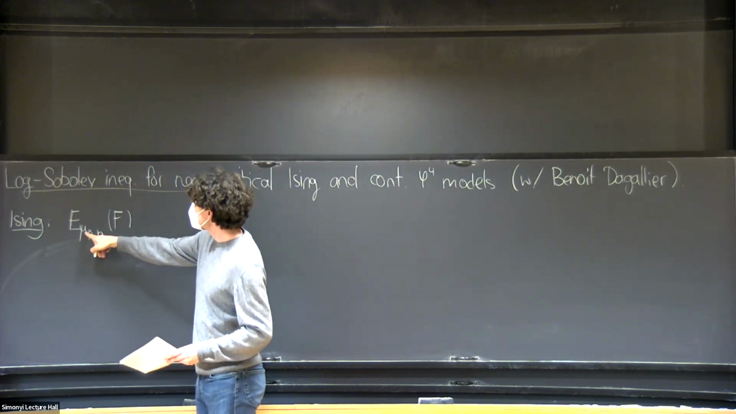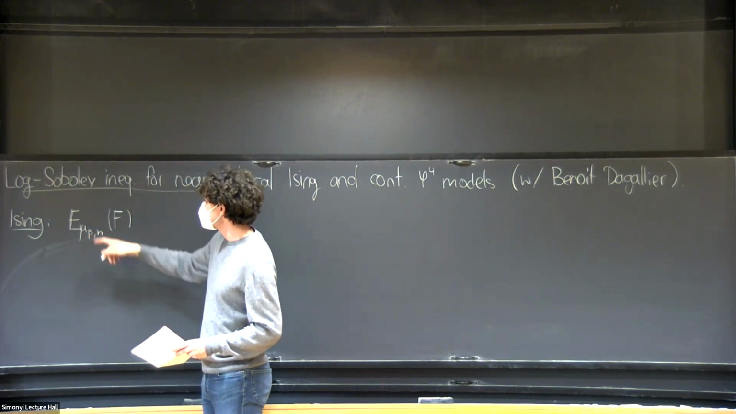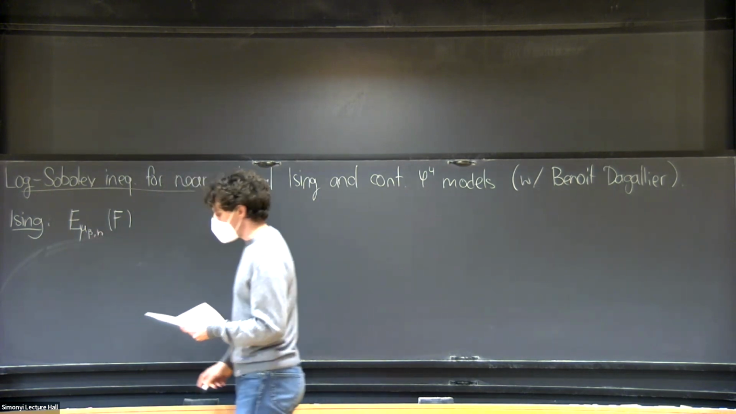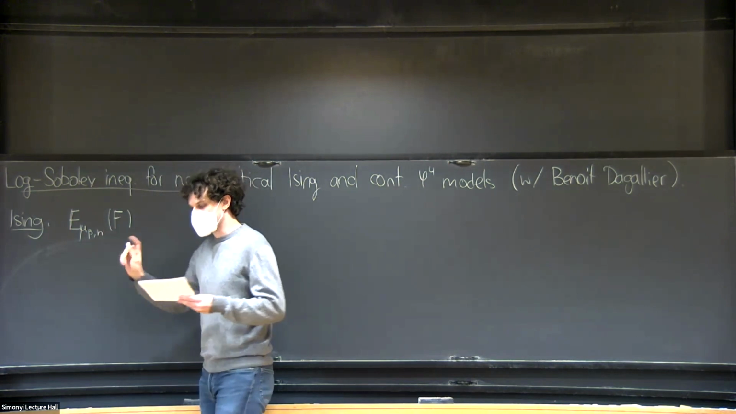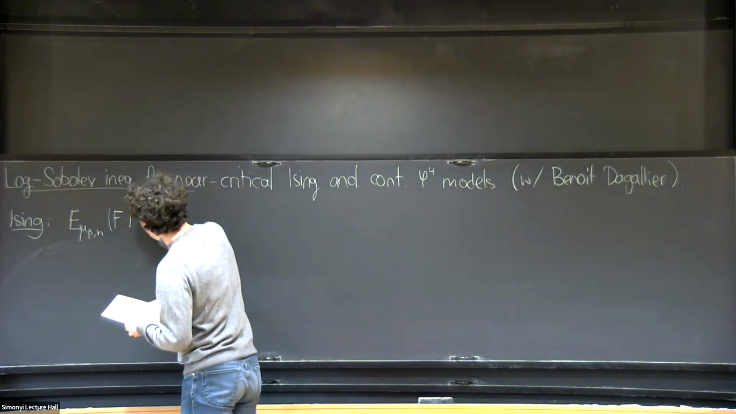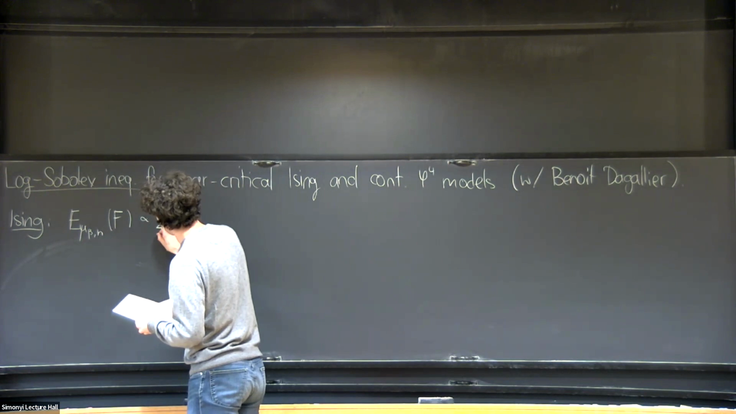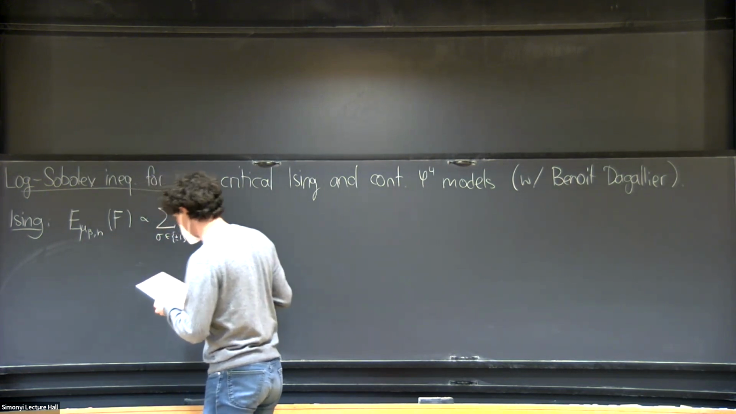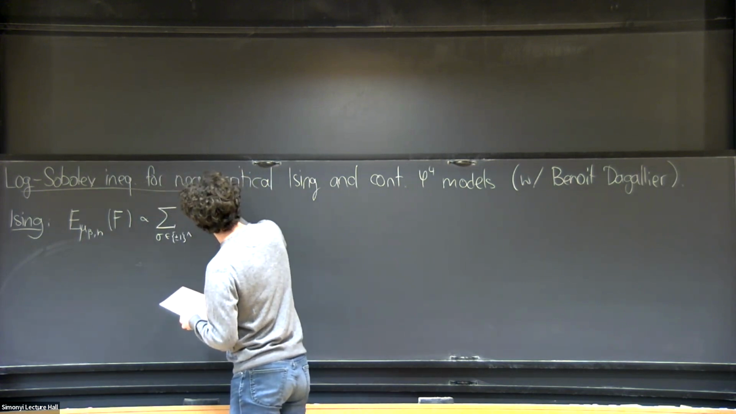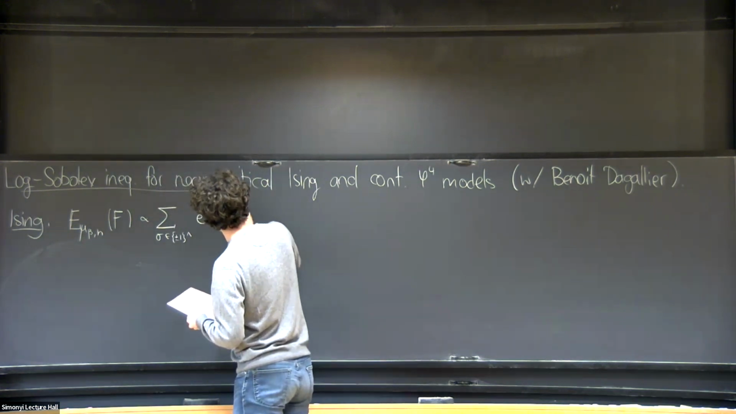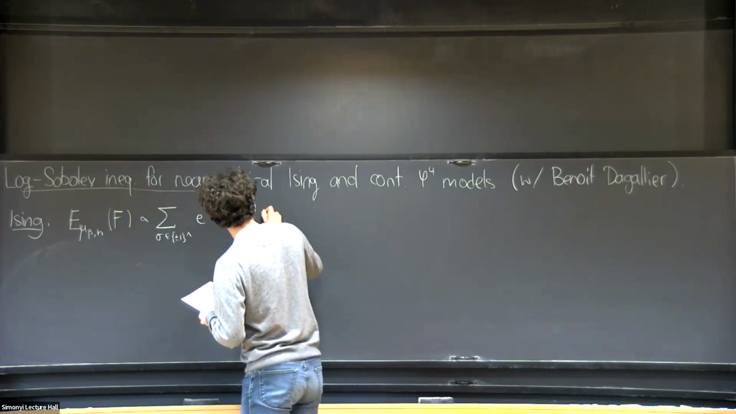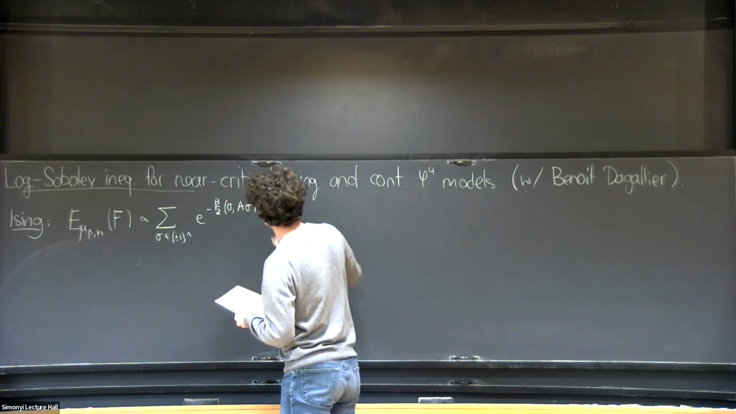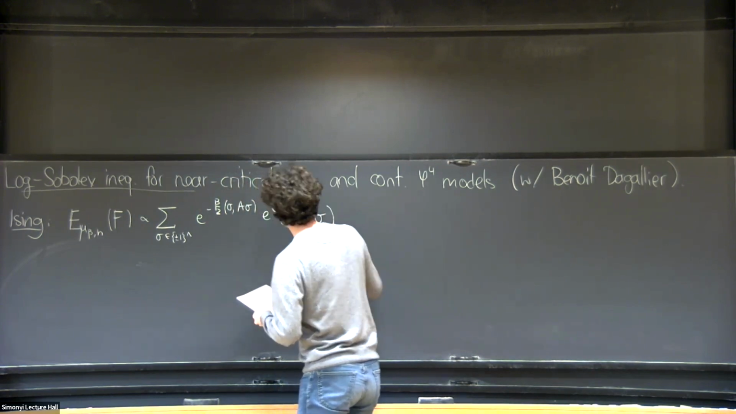So I'm using this notation, expectation mu beta h, for the Ising model with inverse temperature beta and external field h. The external field can be anything. So this expectation is the sum over all spin configurations sigma in plus minus 1 to the Lambda, where Lambda is finite, of e to the minus beta over 2, sigma A sigma, e to the sigma h, the external field, right?